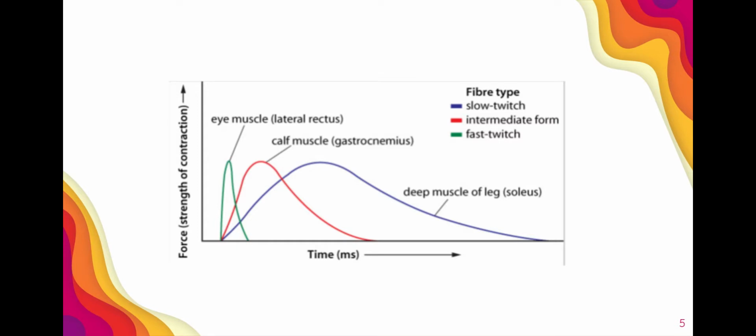Your eye muscle, for example, would be an example of a fast twitch muscle. It reacts very quickly in time, and it contracts, and then it goes back down to its relaxed form. Something like the deep muscles of your legs, not your calf, but more like your quads, those are more slow twitch muscles. They can resist fatigue a lot better, and they can last for a longer period of time.